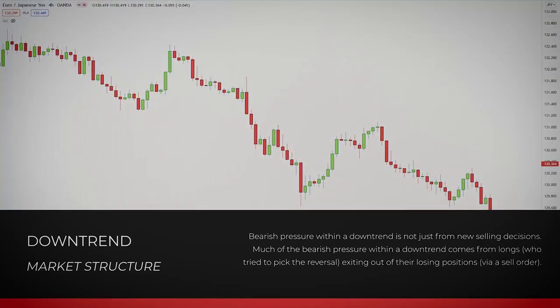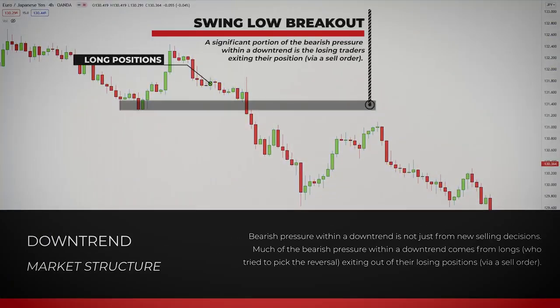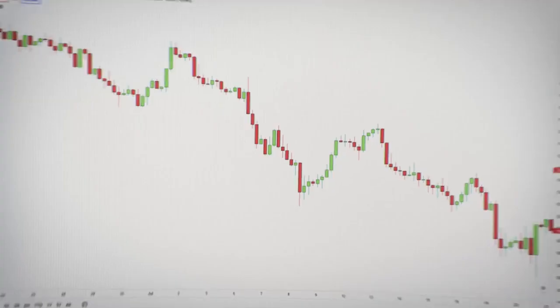Also remember that the bearish pressure within a downtrend is not just from new selling decisions. Much of the bearish pressure within a downtrend comes from longs who tried to trade the reversal, exiting out of their losing positions via a sell order.